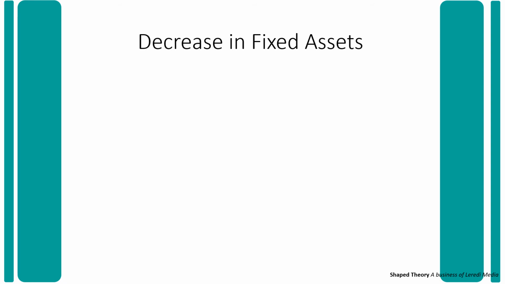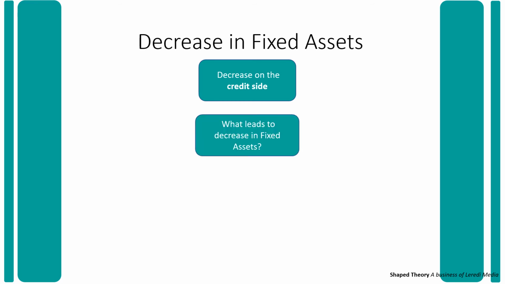Now that we looked at an increase in fixed assets, let's look at a decrease in fixed assets. What are the factors that can lead to a decrease in fixed assets? Once again, we need to remind ourselves that fixed assets are assets, and when they decrease, it is on the credit side. Before we look at examples of how to account for this decrease in fixed assets, let's look at the factors or scenarios that lead to this decrease in fixed assets.